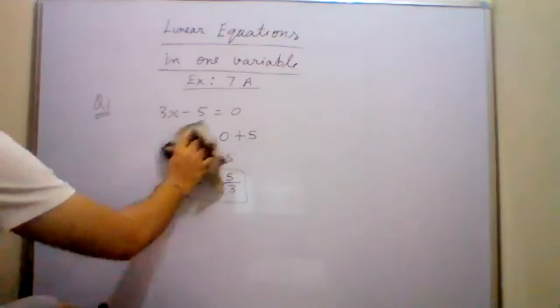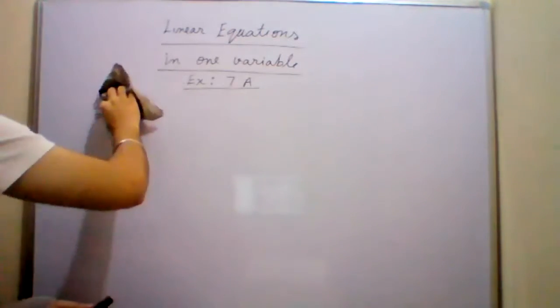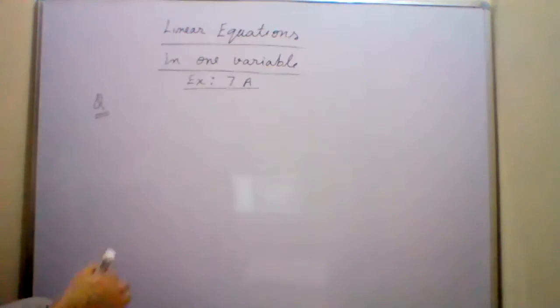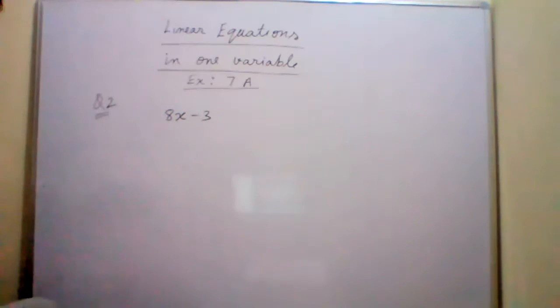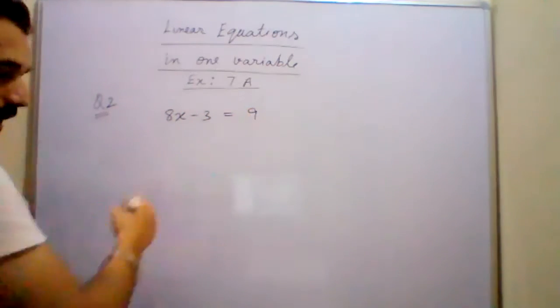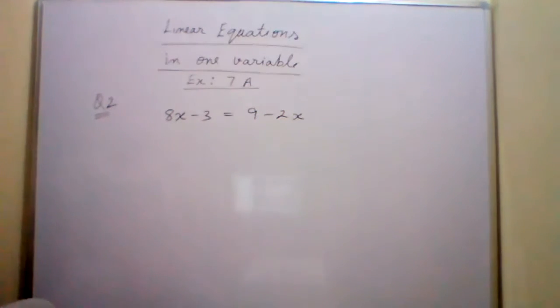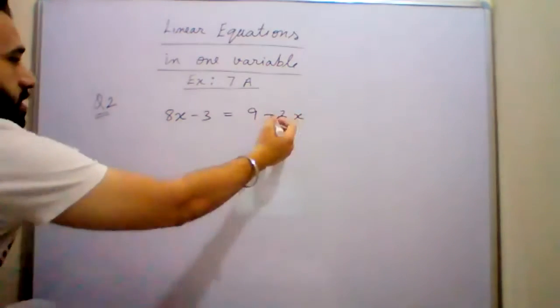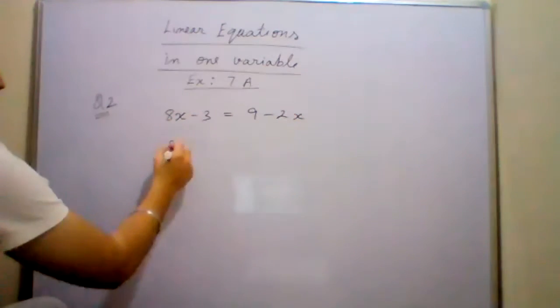Yeah. So let us do question 2 now. This is 8x minus 3 equals to 9 minus 2x. 8x minus 3 equals to 9 minus 2x. Okay. So this 2x, it is having x, this term, you take it to LHS.